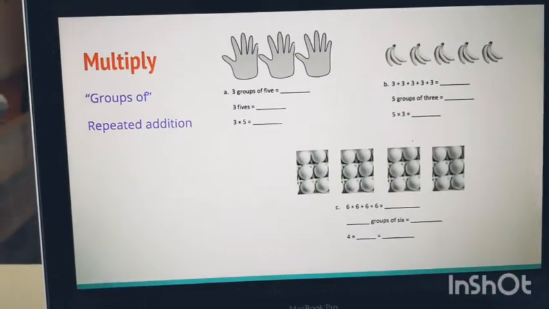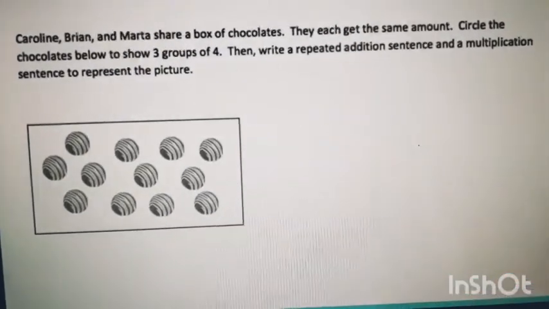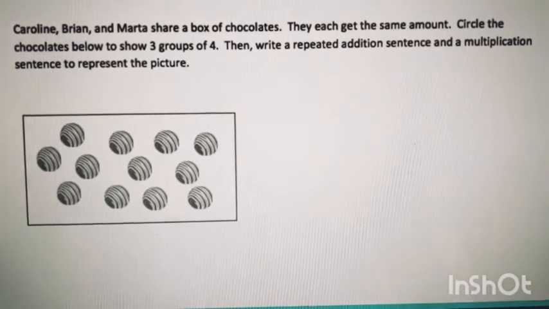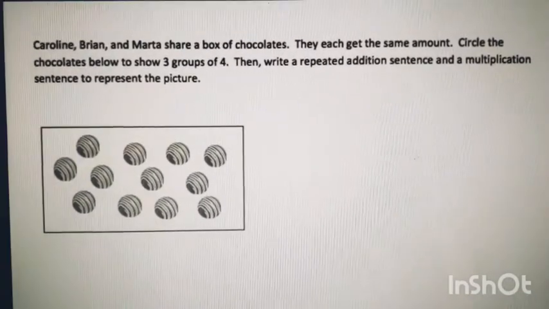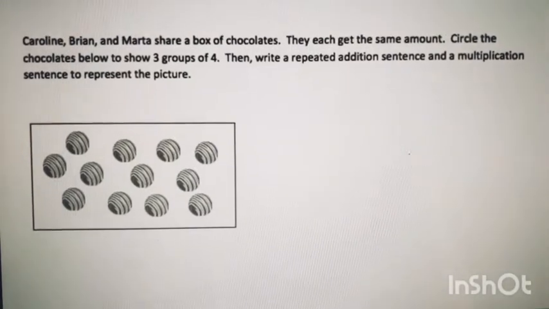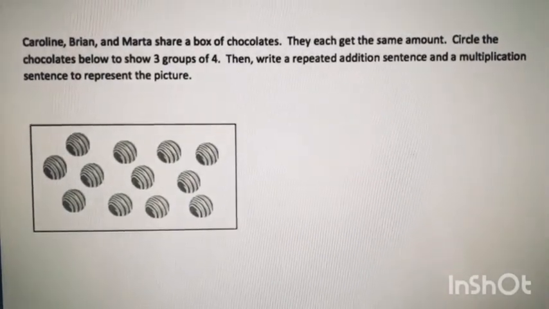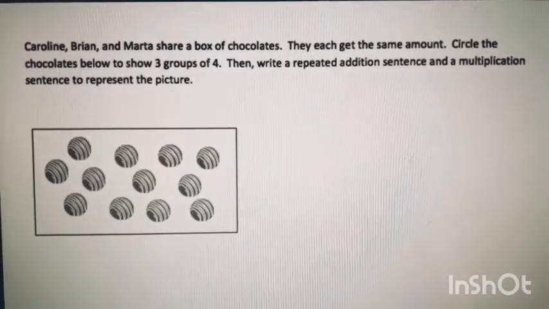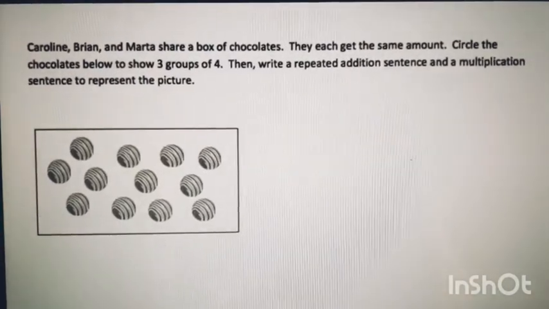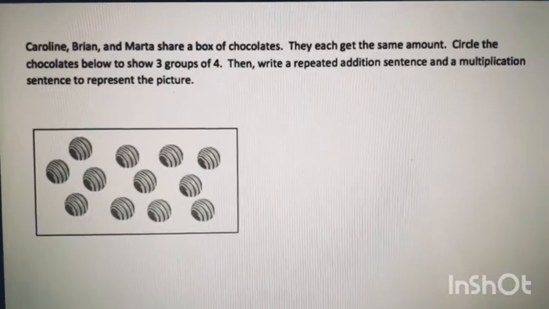Let's take a look at a story problem so we can continue to practice. Caroline, Brian, and Marta share a box of chocolates. They each get the same amount. Circle the chocolates below to show 3 groups of 4. Then write a repeated addition sentence and a multiplication sentence to represent the picture.